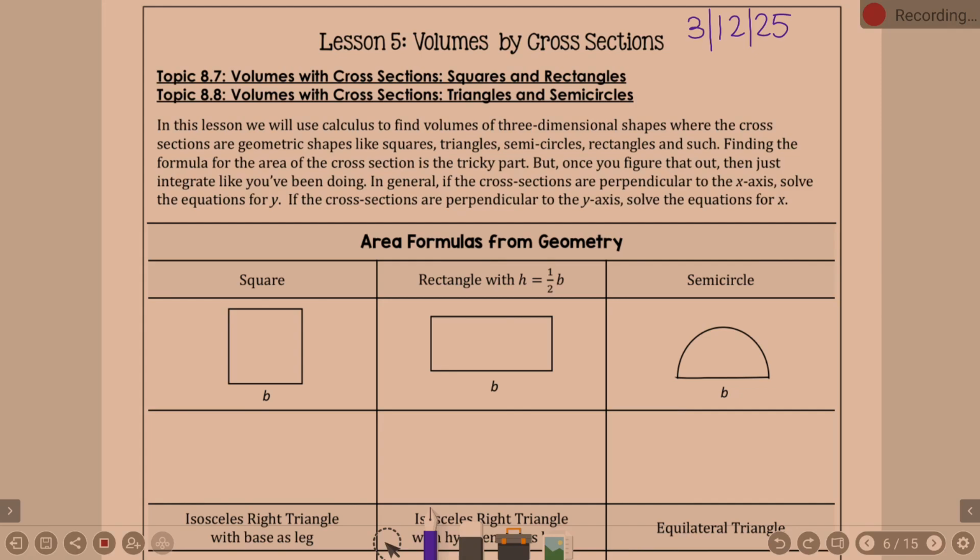Now, basic area formulas. Okay, so just some review. How do you find area of a square with side length b? Because that's what they have in the picture there. B times b or b squared. Okay?